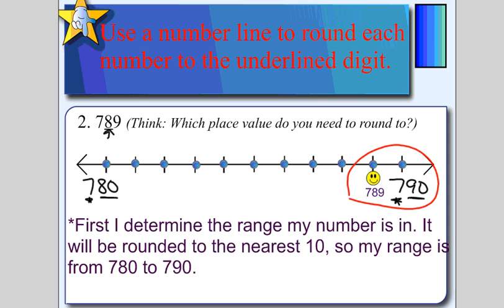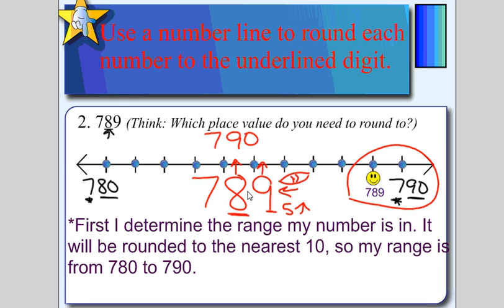I also, by my rule, will look at 789. I'm rounding to the nearest 10, so here's my eyeball. I look to the right. 9 is 5 or above, so I'm going to give it all a shove. My 10s has got to go up, and my 9 will change to a 0. So it'll round to 790.